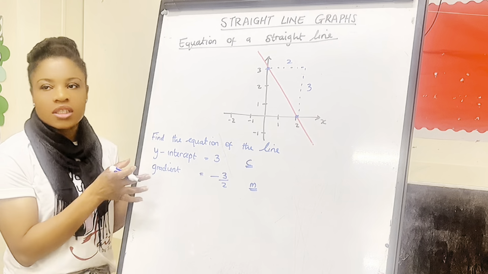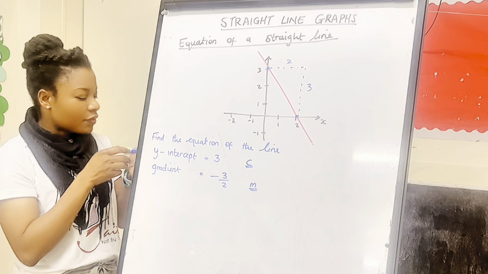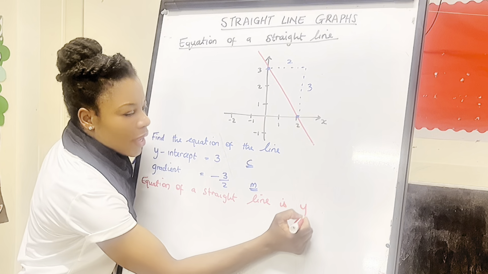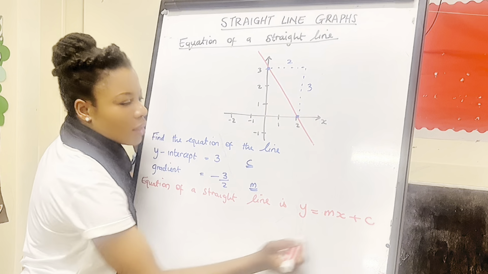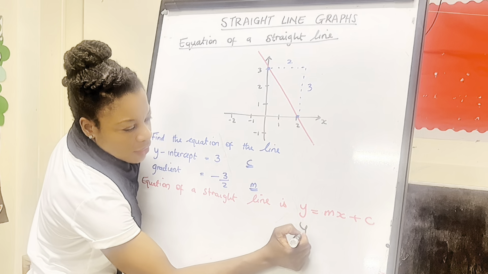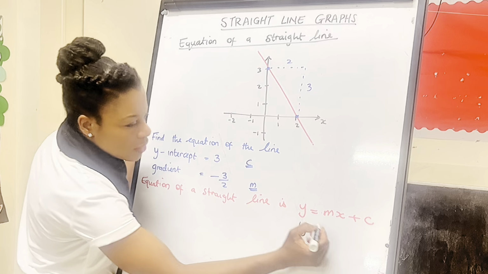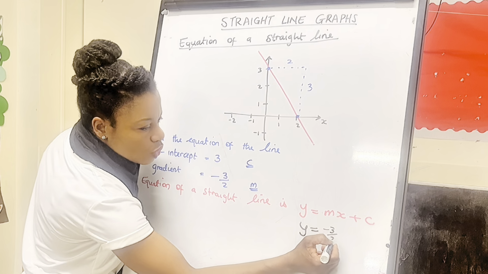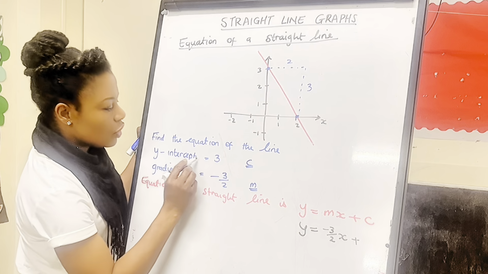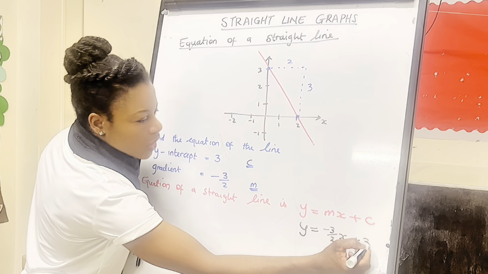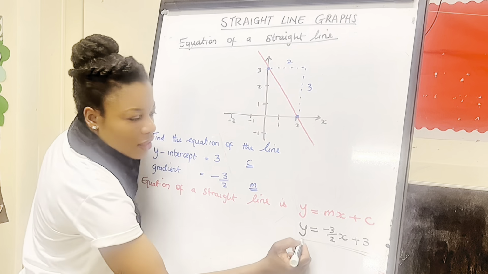These 2 pieces of information are all you need to write the equation of a straight line. The equation of a straight line is y equals mx plus c. Your y is y here. You don't do anything with that. The equals sign. Your m is minus 3 over 2. Your x is x. Your plus there. And then your c is 3. This is the equation of your straight line.